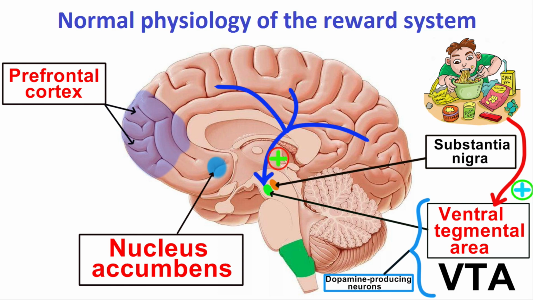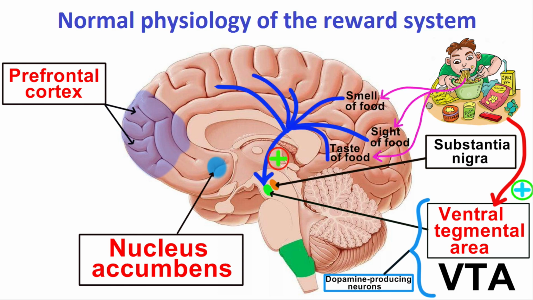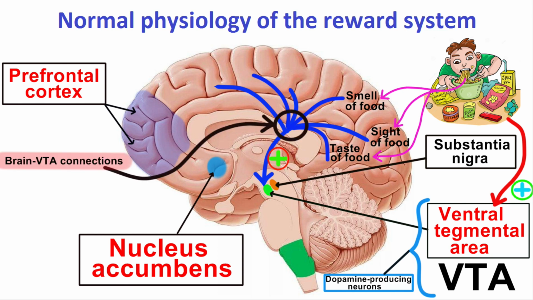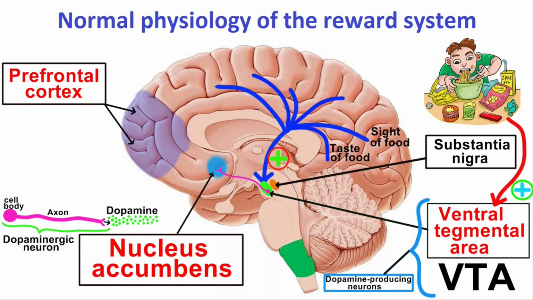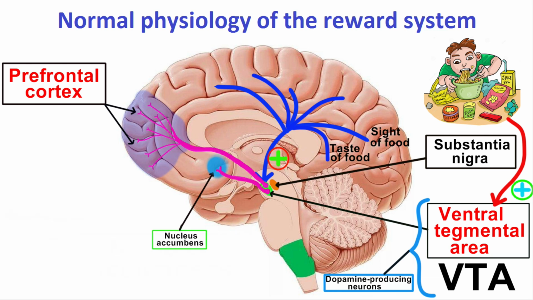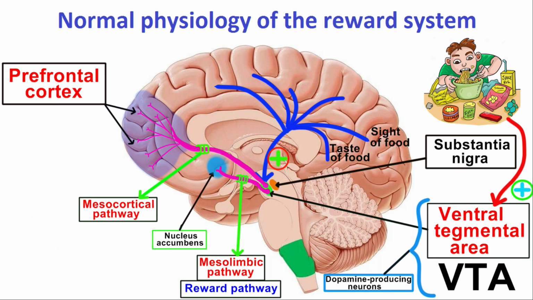When you're eating, the main three things that you're enjoying are the taste of food, the sight of food, and the smell of food. The parts of the brain responsible for sight, taste, and smell, respectively, will eventually stimulate the VTA. It's not a direct stimulation, but through a chain of neurons. The ventral tegmental area contains a lot of neurons that produce and release dopamine, called dopaminergic neurons. These neurons will send axons to the nucleus accumbens, which is a component of the limbic system, and to the prefrontal cortex. The pathway that connects the ventral tegmental area to the prefrontal cortex is called the mesocortical pathway. The pathway that connects the ventral tegmental area to the nucleus accumbens is called the mesolimbic pathway, also known as the reward pathway.